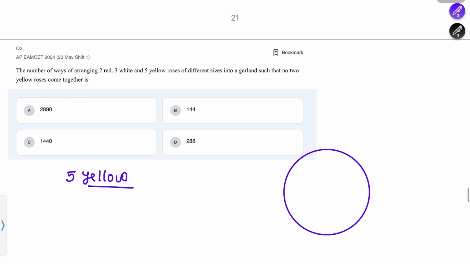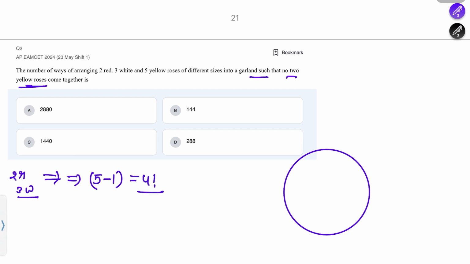Okay, so arranging according to that, the 5 arrange firstly. Sorry, the yellow are not together, so arrange the other ones first: you can arrange the two red and three white firstly using the round method. Arrange that in a round, so 5 minus 1, that is 4 factorial, right now. And 5 arrange, then all the gaps are also 5.